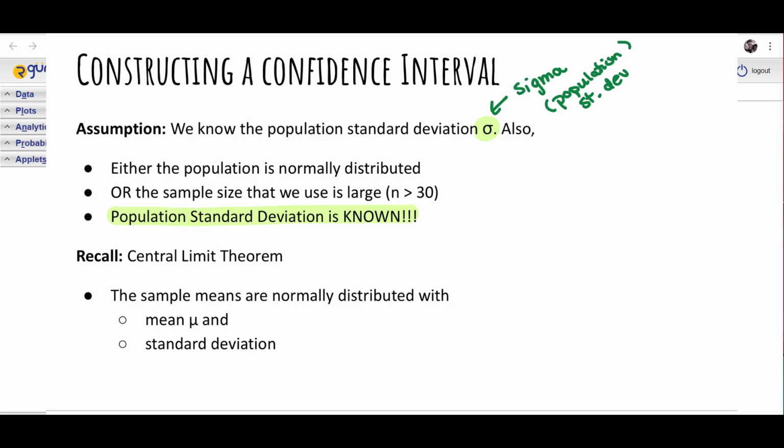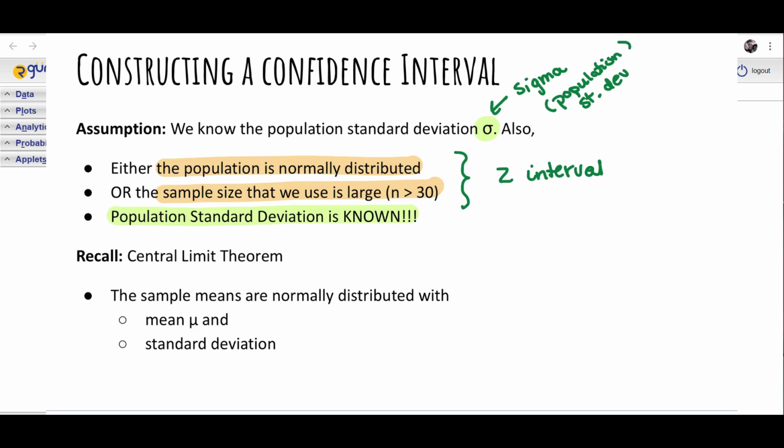So, again, one of the two of these has to be true. Either the population is normal or the sample size is larger than 30. It's one or the other. And if the population standard deviation is known, we're going to use a process that I call Z interval. Basically, I have a formula for it that I'm going to show you today. I'm also going to show you how to do it with Rguroo.